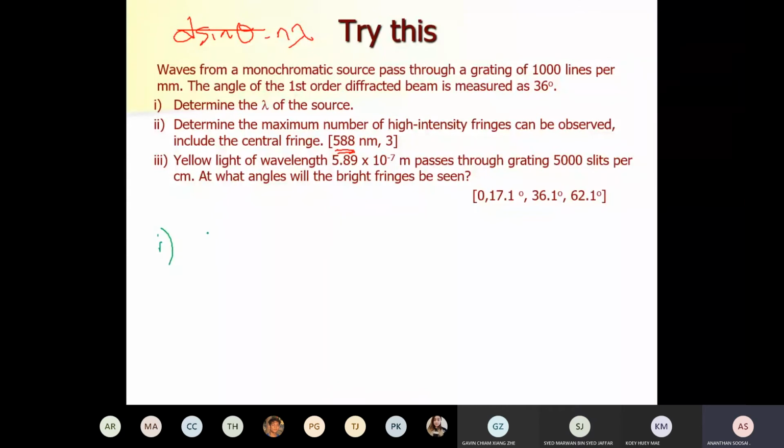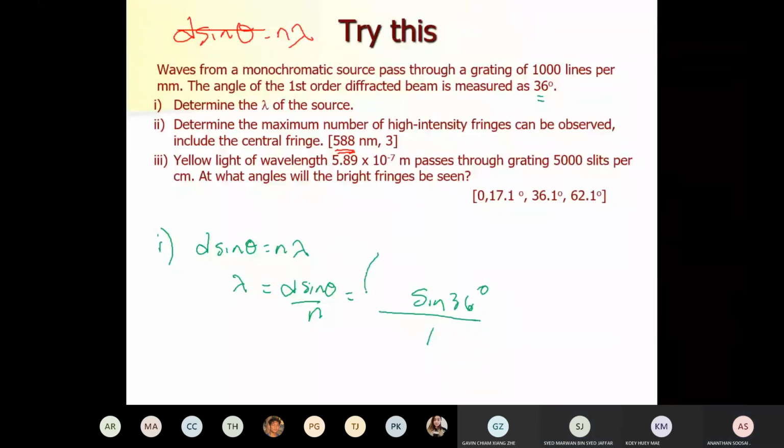So how do you do it? D sine theta equals N lambda. You are finding lambda. Lambda is of course D sine theta over N. So D is the problem. Sine theta we found as how much? The diffracted beam is measured at 36 degrees, first order, so theta is 36 degrees and N is 1. But how do you find D? D is said to be 1000 lines per millimeter.